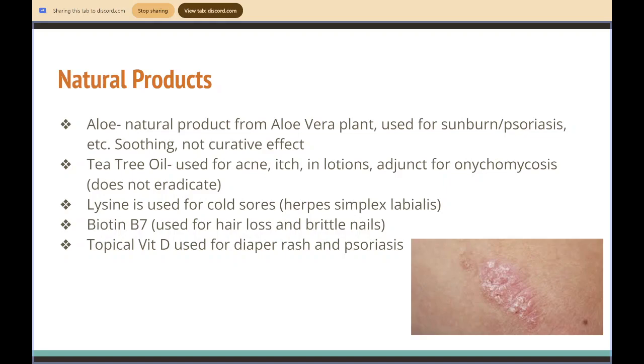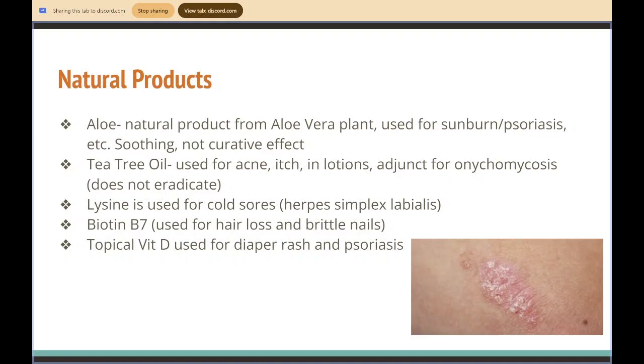Next, we have lysine. Lysine is used for cold sores caused by herpes simplex labialis, which is also the name of the condition. Biotin, which is vitamin B7, is used for hair loss and brittle nails. And last, we have topical vitamin D, which is used for diaper rash and psoriasis.